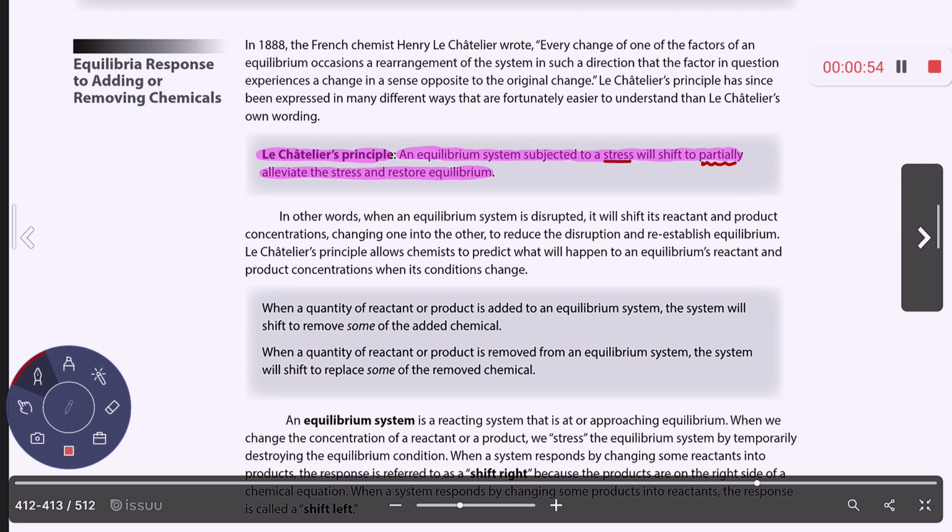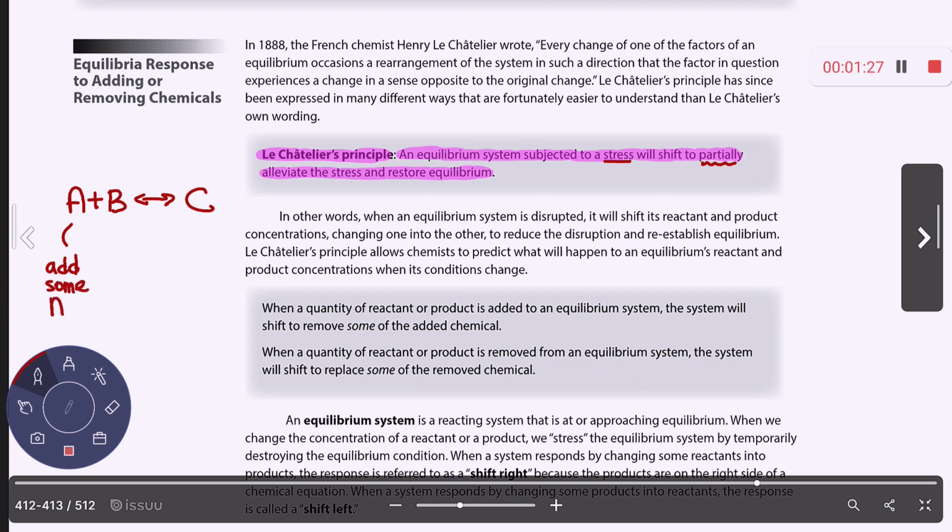Okay, so it'll never fully restore the concentrations to what they were, and I'll show you what that looks like. But we're going to go over adding and taking away reactant and product today, and then predicting which direction we will shift. So let me start out by giving you a generic equation. A plus B is in equilibrium with C.